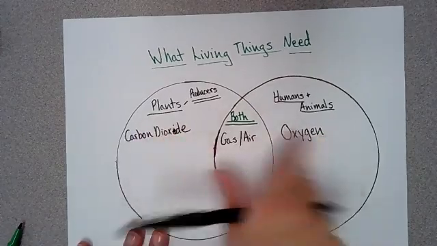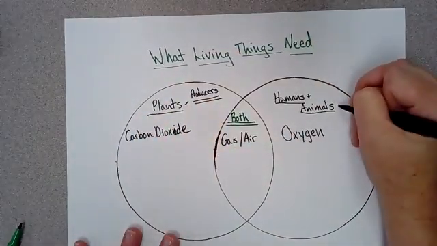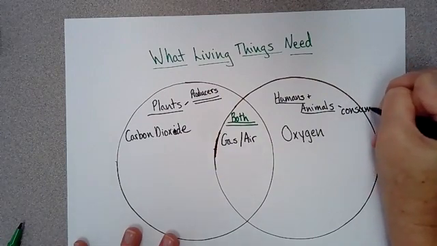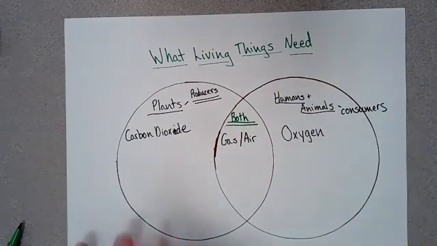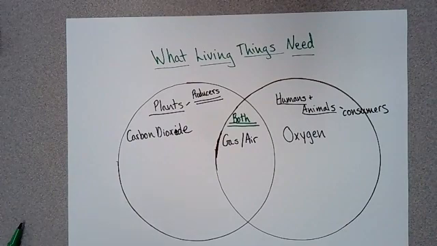That's how we rely on each other. Producers make their own food. Humans and animals are consumers. We cannot make our own food. But both oxygen and carbon dioxide are types of gas or air, okay?